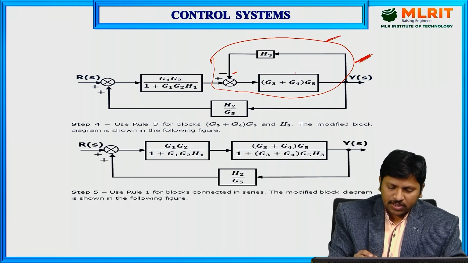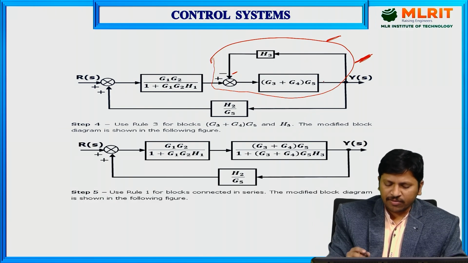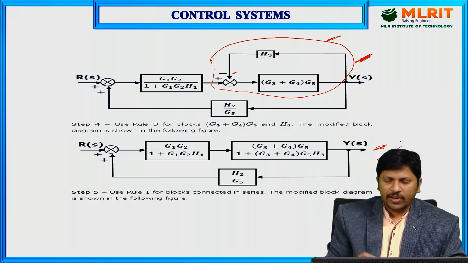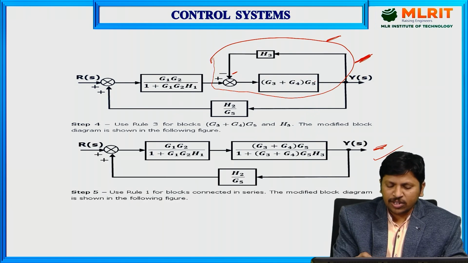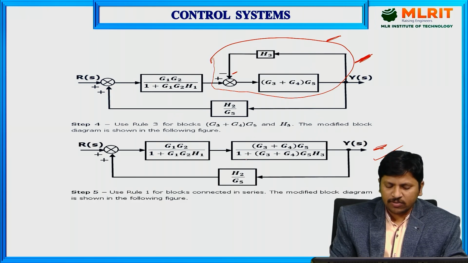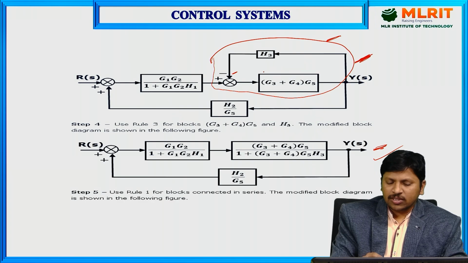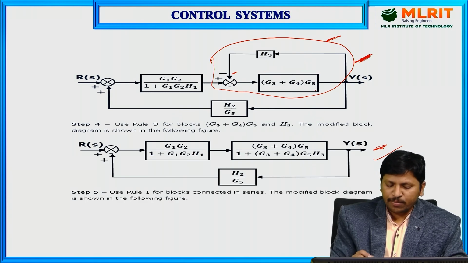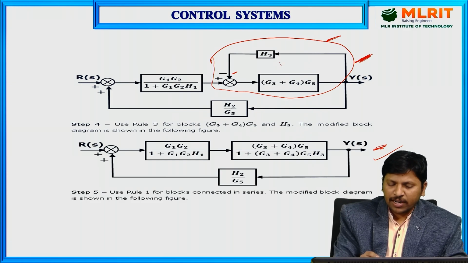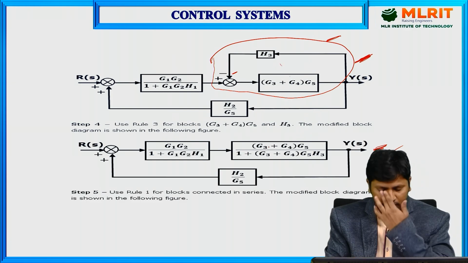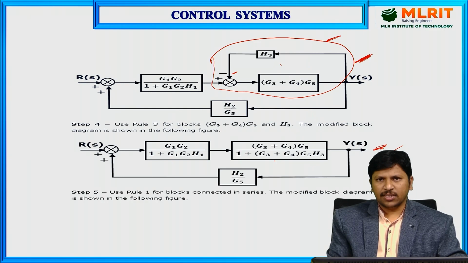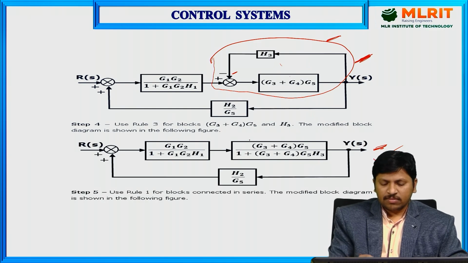Now, eliminating this negative feedback, finally we get this circuit, with the value G3 plus G4 into G5, divided by 1 plus, since it ends with the minus, negative feedback, so positive 1 plus these two multiplied: G3 plus G4 into G5 divided by G3 plus G4 into G5 and H3. This is the value.